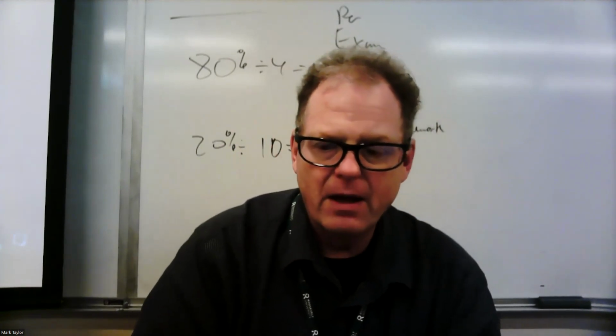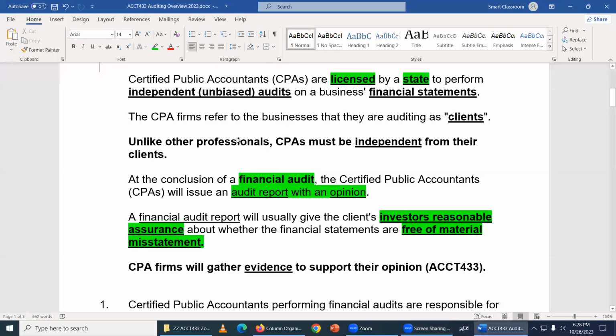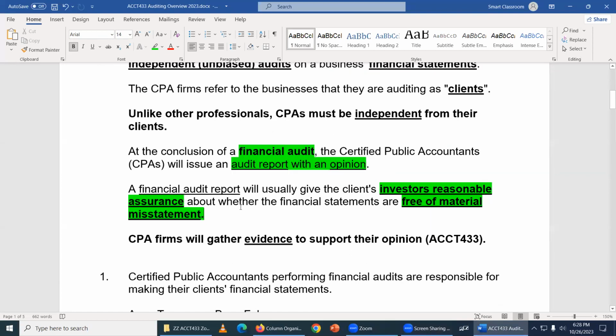People think it's exact down to the penny. It's not. Not financial audits. In financial audits, you're only looking for material things, and it is reasonable assurance, not absolute. So it's a high degree of assurance, but it's not absolute.